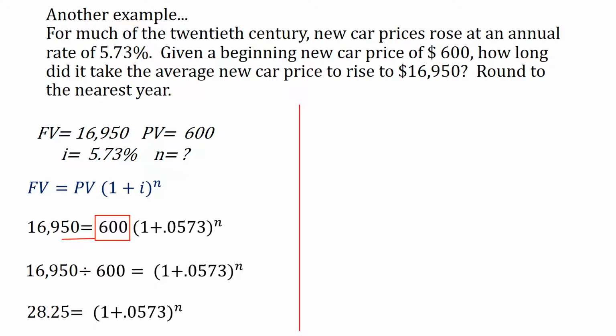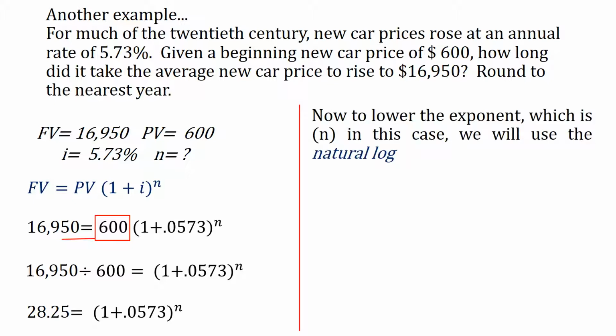To further simplify the equation, we will need to lower the exponent, which is n, and how we can do that is by using the natural log. Now, don't worry when you hear a natural log, it's only a key in your calculator, it's the ln key, and I will show you step by step how to use it.